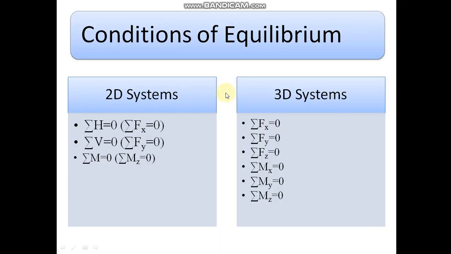Now let us see the conditions of equilibrium. This is already discussed many times. A 3D system has totally 6 conditions of equilibrium: sigma Fx, sigma Fy, sigma Fz, sigma Mx, sigma My and sigma Mz, all equal to 0. But in the case of a 2D element, sigma Fx, sigma Fy and sigma Mz are equal to 0, which can also be told as sigma H equal to 0, sigma V equal to 0 and sigma M equal to 0. So you have to remember, for a 3D system totally 6 conditions of equilibrium are available, and for a 2D system the conditions of equilibrium available are totally 3.